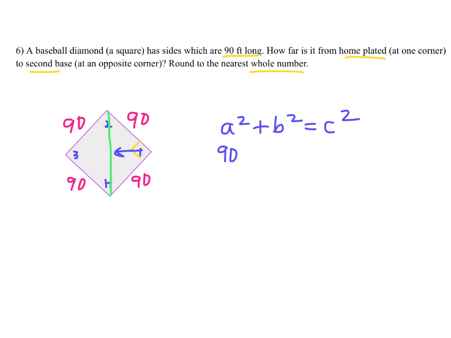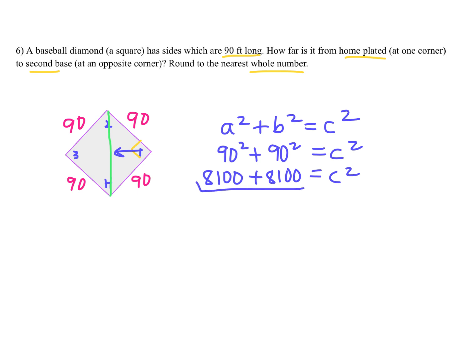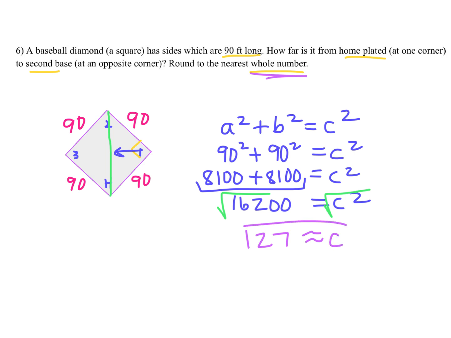So our side lengths are 90. 90 squared plus 90 squared is c squared. Okay, so that 90 squared is 8,100. Okay, so I'm going to add that together. Okay, and then the final step is to take the square root to see how long that hypotenuse is. And it says to round to the nearest whole number. So it's approximately 127 feet for the catcher to throw from home base to second base. Home plate to second base.